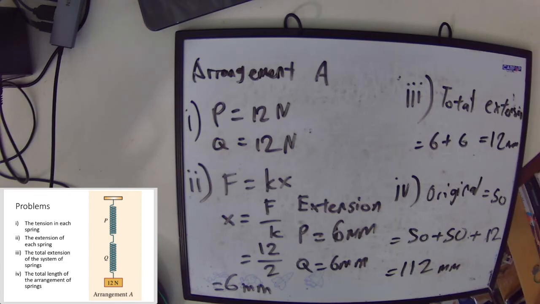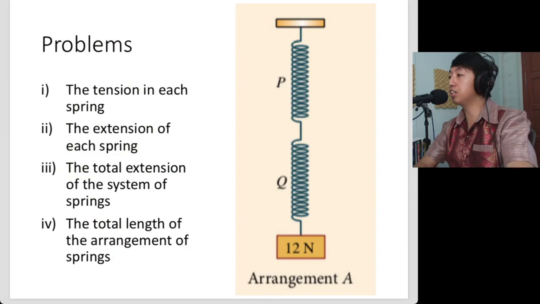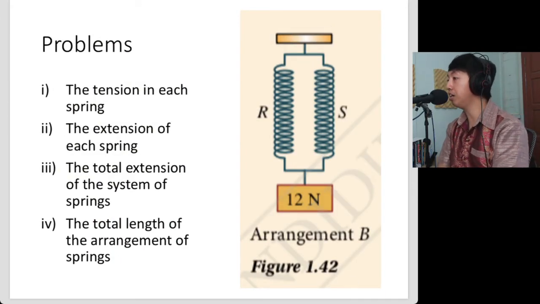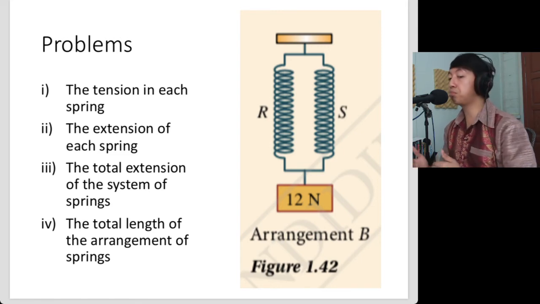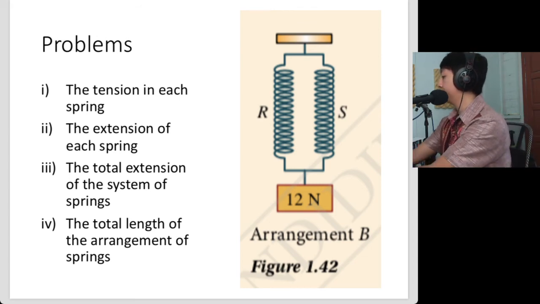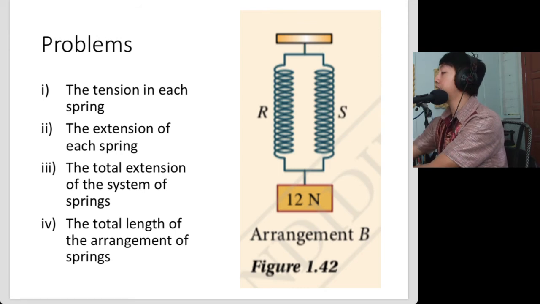Now, question number 2. And actually, the answers are all in your textbooks, but the textbook did not show how it calculated one by one. So that's what I wanted to show you. So let's go with the second system, arrangement B. We have to calculate the same things, tension of each spring and so on, but this time the two springs are arranged in parallel. So this time we have to calculate a little bit more.